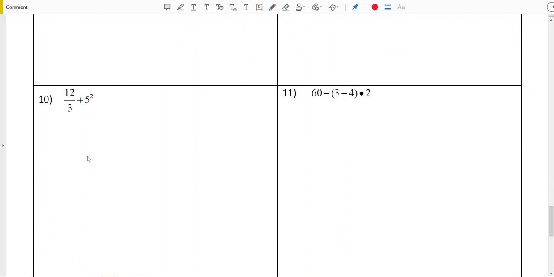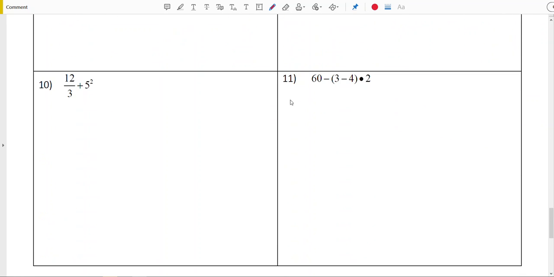Looking at number 10, again, writing my GEMDAS down the side. I have a grouping of a fraction that's right here. And I have to ask myself, can I solve that fraction? And in this case, I can because it's division. So I can do 12 divided by 3, and I can get 4.